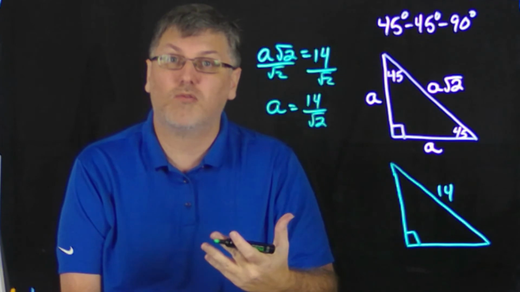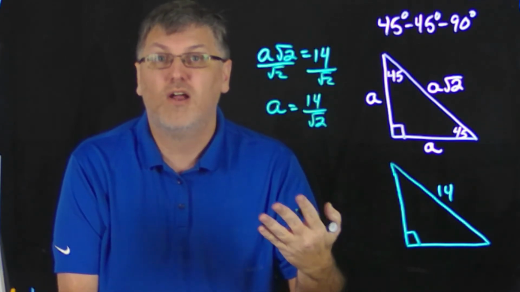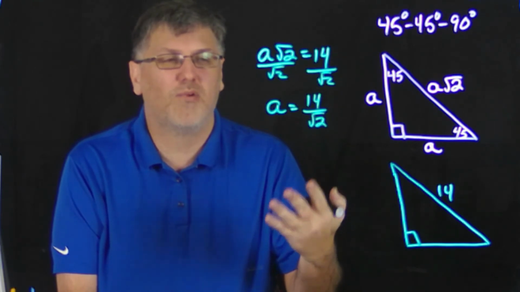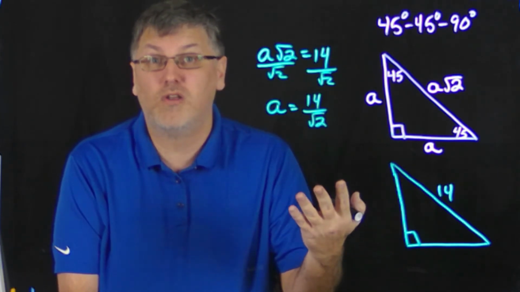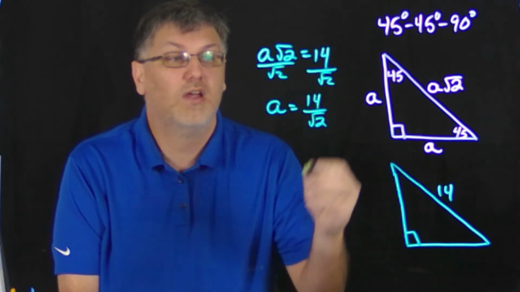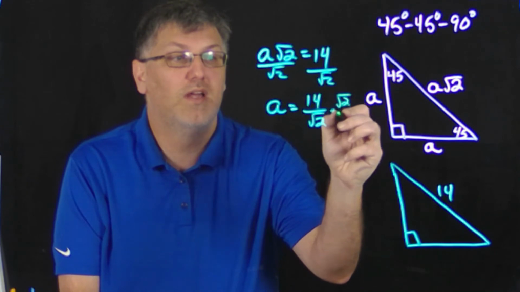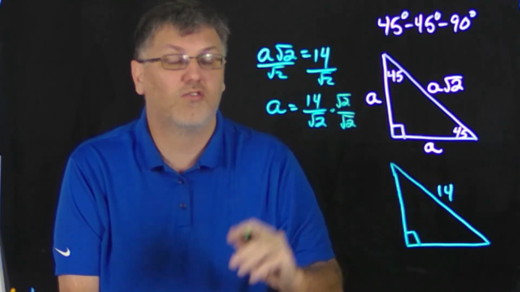Do not leave your square root in the denominator right here. We need to go ahead and rationalize our denominator. The easy way I remember it is I'm going to multiply this by 1. But it's a special type of 1 I'm going to multiply by. I call it a fancy 1. So I'm going to take my denominator, the square root of 2, and I'm going to multiply the top and bottom by square root of 2.